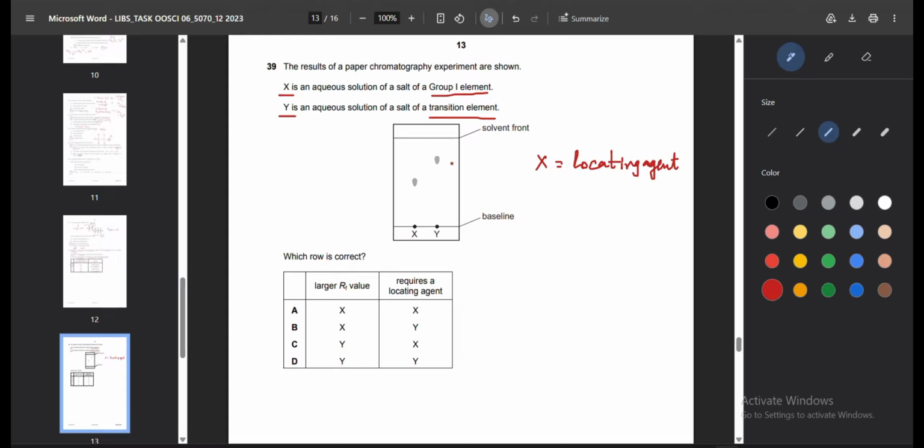All right, so let's see which one has more RF value. It has larger retention factor or RF value. Y has a larger RF value. It has more rate of flow with the solvent. So which option is the correct one? Option C, that Y has a larger RF value and X needs the locating agent.